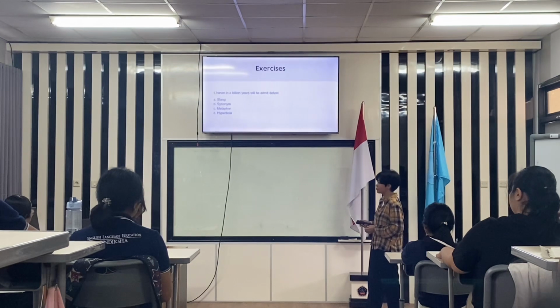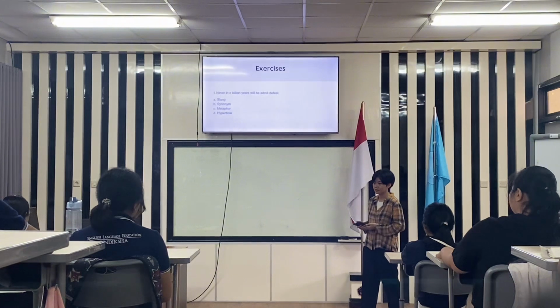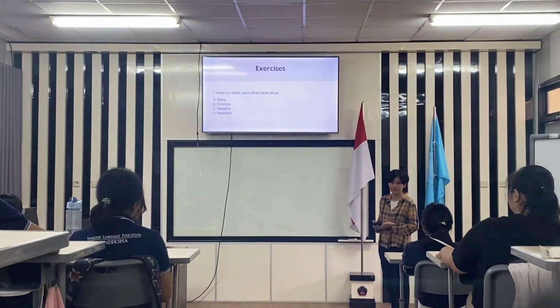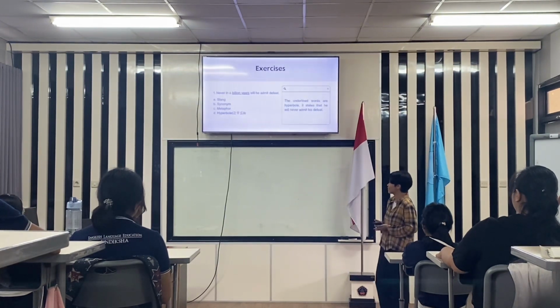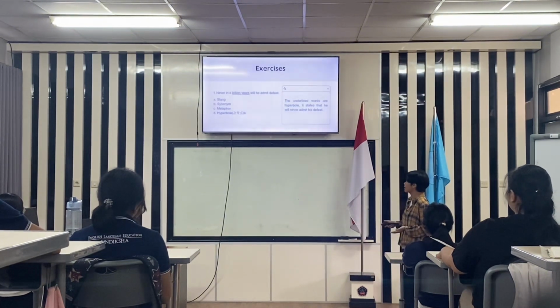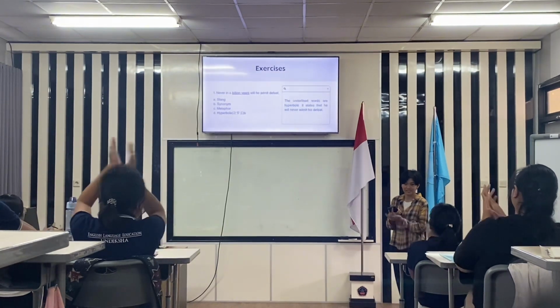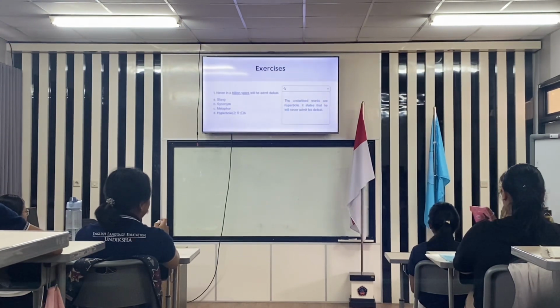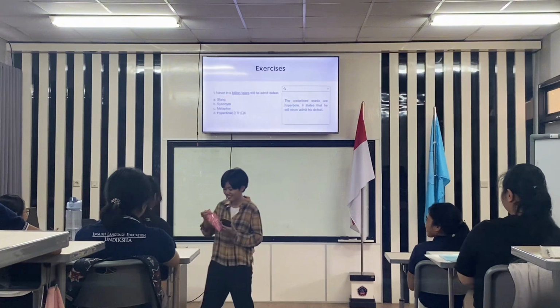A million years, it's something more than what it actually is. You think it's correct? Yes. Okay, so B is correct. The underlined words are hyperbole. It states that he will never admit his defeat. I also want to give you candies for participating.